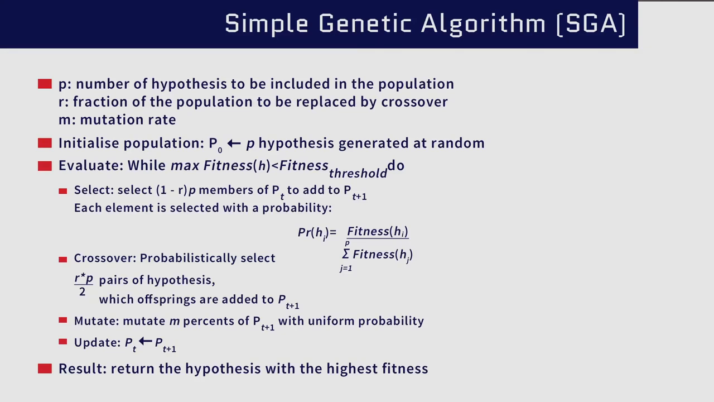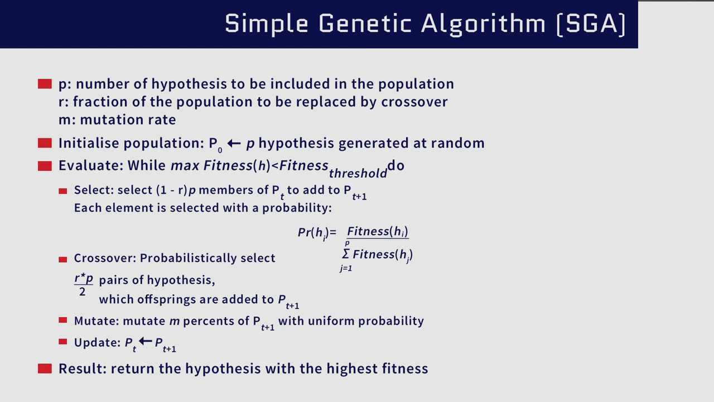Here, the simple genetic algorithm is presented as a proper algorithm in pseudocode. The first input parameter is P, the number of hypotheses or individuals to be included in the population, or the population size. R is the fraction of the population to be replaced by crossovers, and M is the mutation rate, the percentage of the population that is to be mutated at each generation. The first step is to generate the initial population, P0, with the number of hypotheses generated at random. We will see other ways to initiate the population later on in this class.